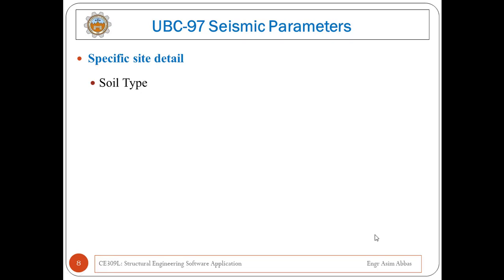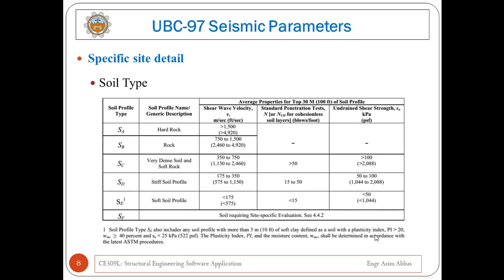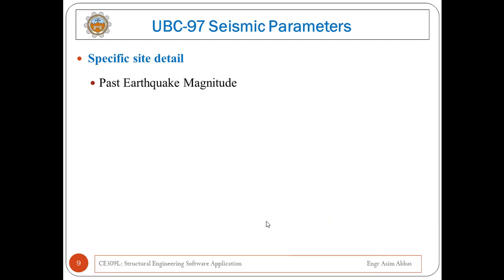Okay, the second parameter in this specific site detail is soil type. Soil type is usually divided into different types represented by SA to SF, right? SA represents hard rock, while SE represents soft soil profile, right? If the soil is not included in the above types, there is another type that is represented by SF, and it requires certain site specific evaluation.